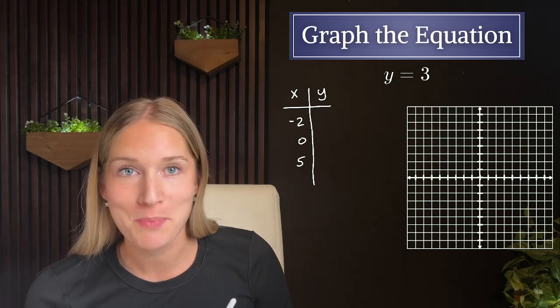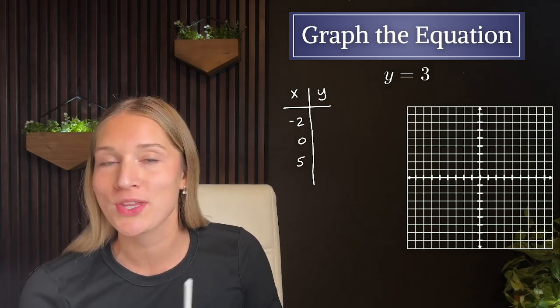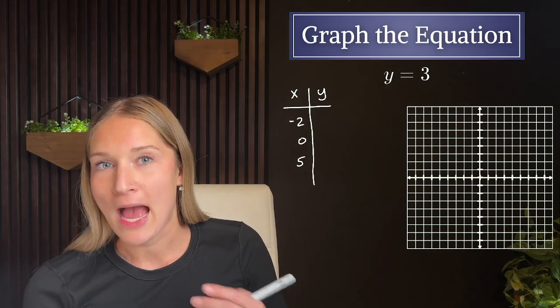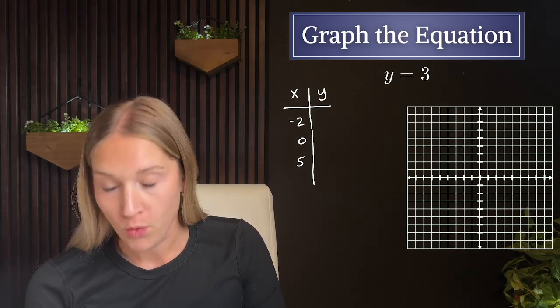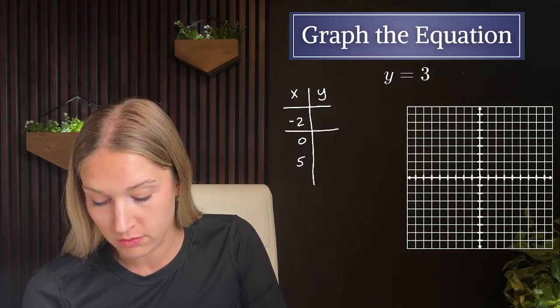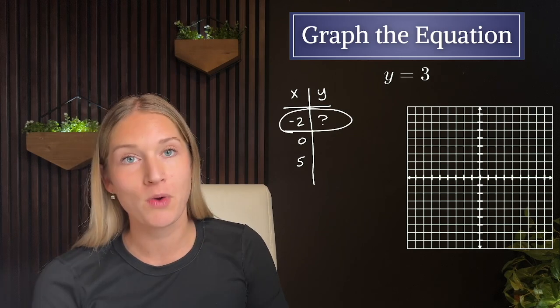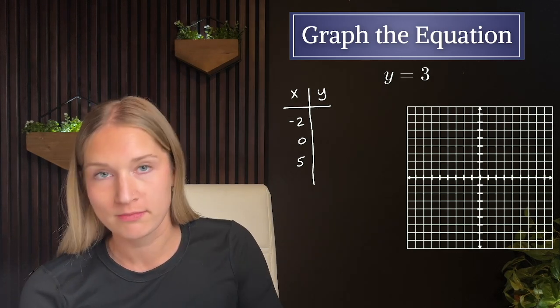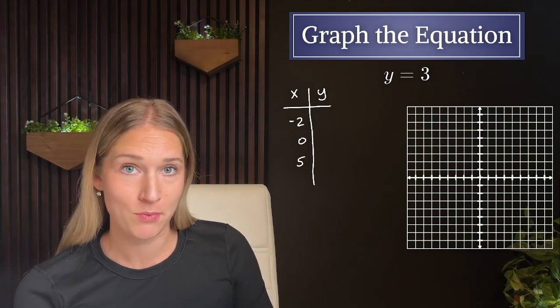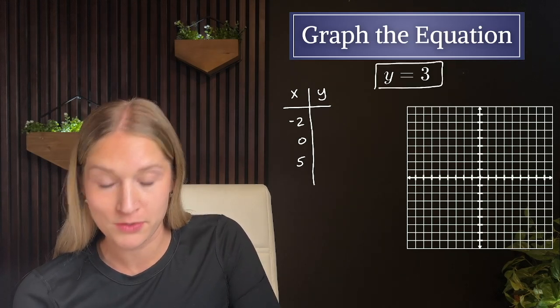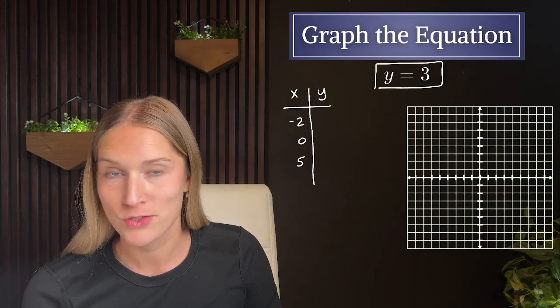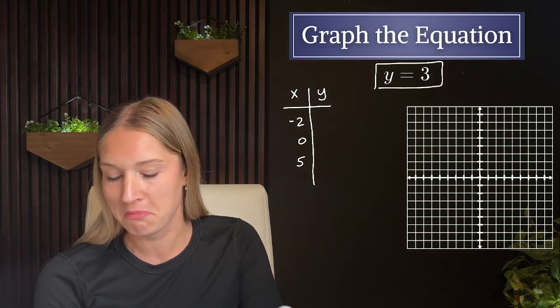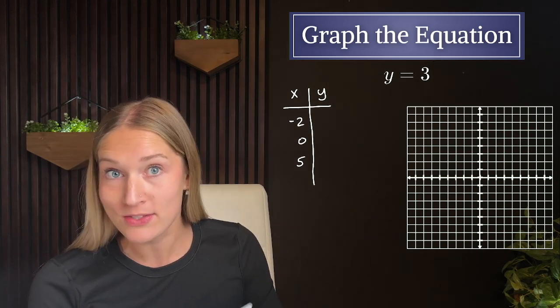So I'm going to imagine taking each of these and putting them into the equation. How I'm going to phrase it is like this. When x is -2, what is my y value? Well, when I go to my equation, it tells me what my y value is. My y value is 3. Do I care what x is? No. My y value is 3.